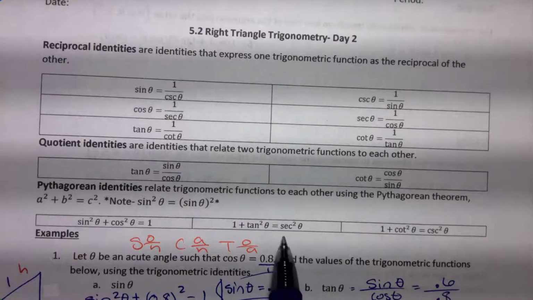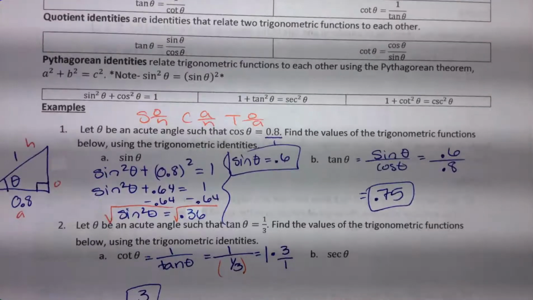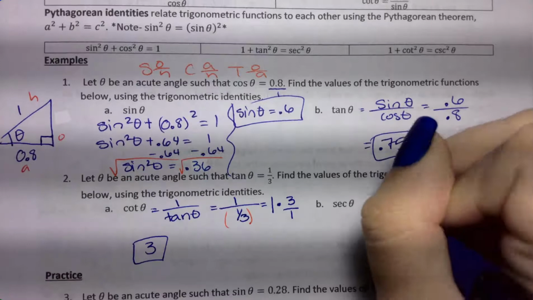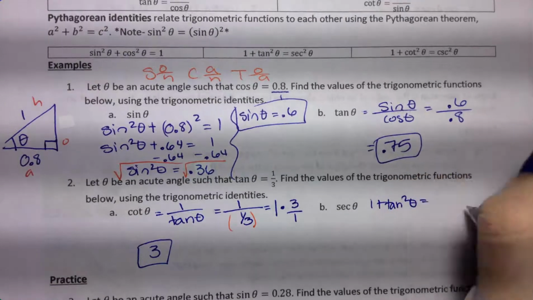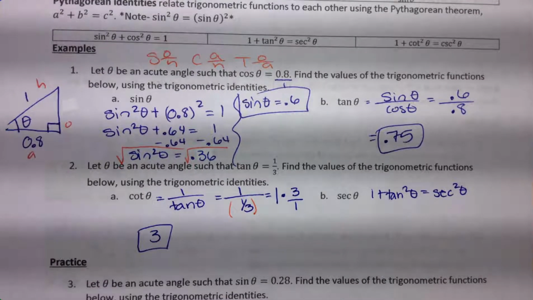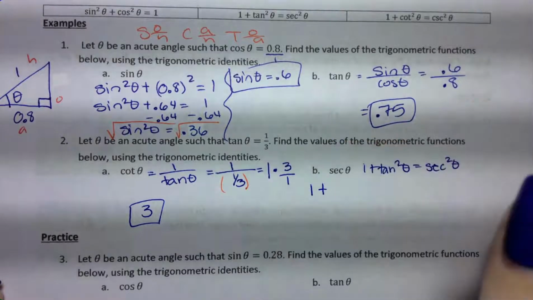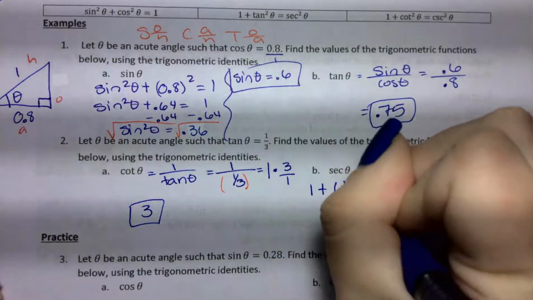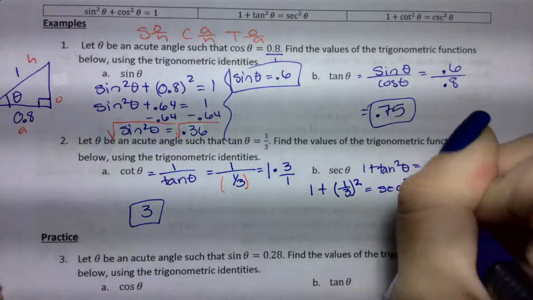Secant is related to tangent by this middle Pythagorean identity. So I'm going to use this one to solve. I'm going to write it down here so I don't forget it. I have 1 plus tangent squared theta equals secant squared theta. Then I want to replace my values that I do know. So I know tangent is really 1/3. So now it's 1 plus 1/3 squared equals secant squared.